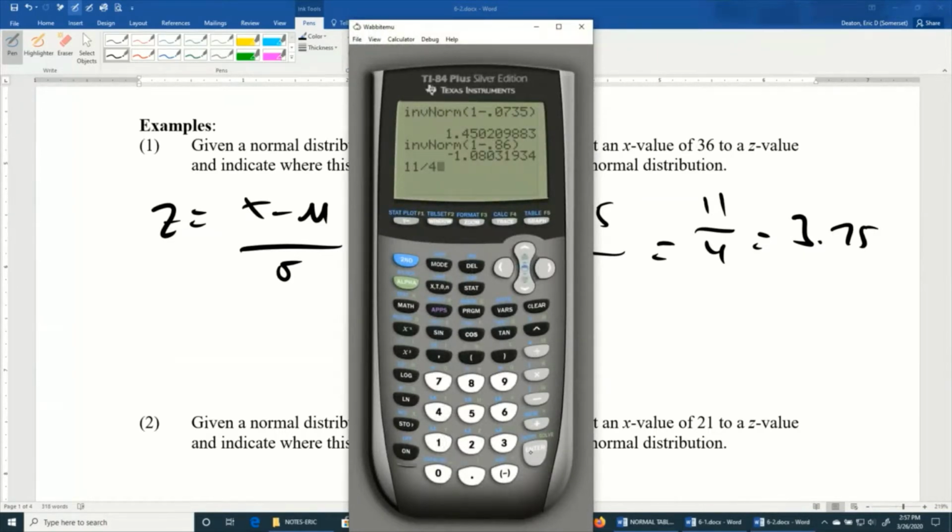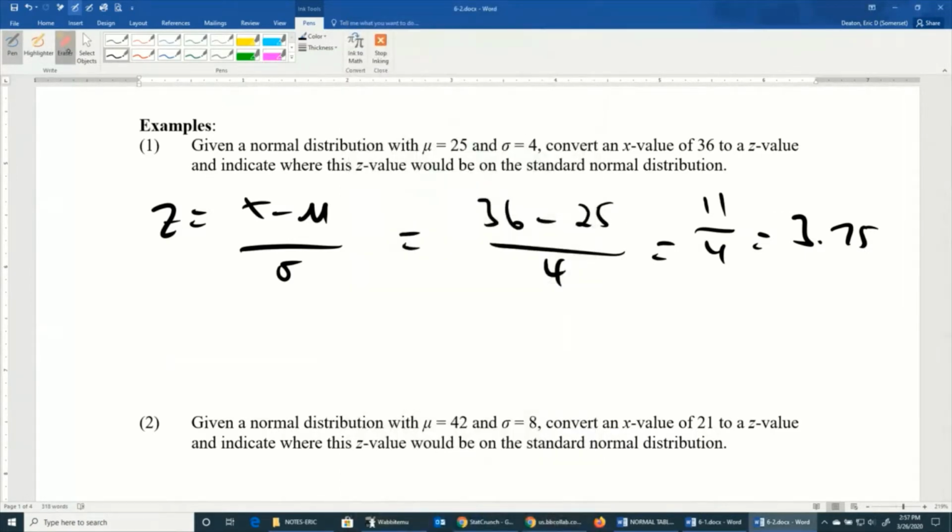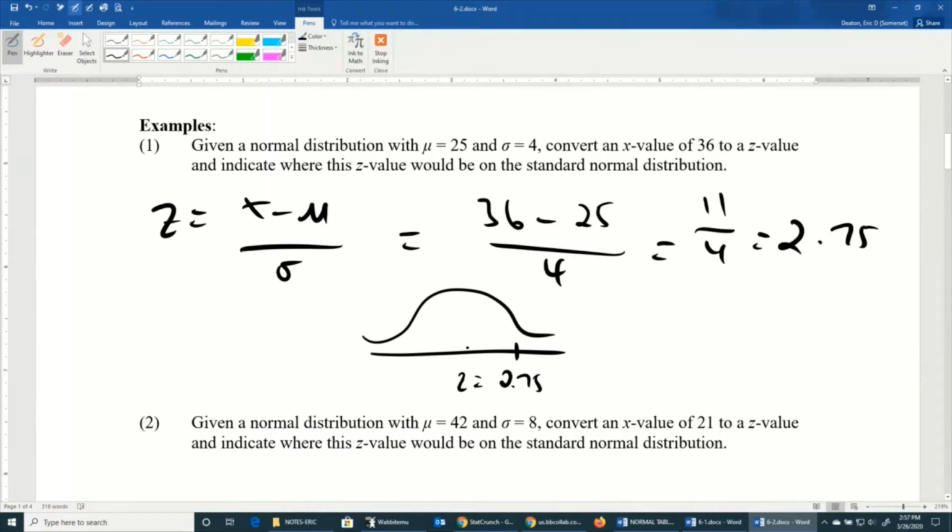I always round z-scores to 2 places. Now, where would this z value be on a standard normal curve? 2.75 would be somewhere way over here, because z equals 0 is in the middle.